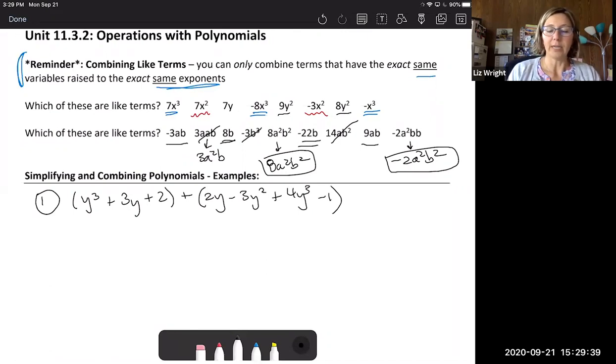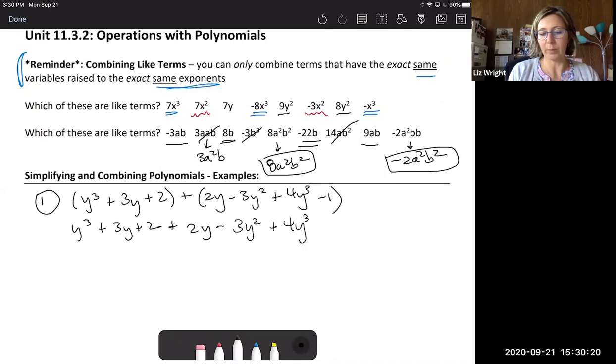So what I would urge you to do is kind of look inside the parentheses first and see if there's anything we can do to combine any like terms. And in the first set of parentheses, there's nothing. There are no like terms. In the second set of parentheses, same thing, no like terms. So then I look at this and say, okay, well, we have an addition sign here in between our two parentheses sets. So those parentheses serve no purpose now. So what we can do, we've got y cubed plus 3y plus 2 plus 2y, plus 2y minus 3y squared plus 4y cubed minus 1.